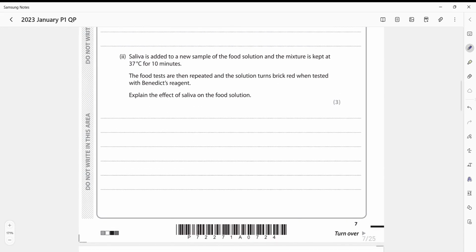The next part, saliva is added to a new sample of food solution and the mixture is kept at 37 degrees for 10 minutes. The food tests are then repeated and the solution turns brick red when tested with Benedict's reagent. Explain the effect of saliva on the food solution. So before it was blue and then it turned brick red. So again, brick red is when you have the presence of a reducing sugar. Usually it would be, at least for your syllabus, glucose, right? Or something like maltose, for example.